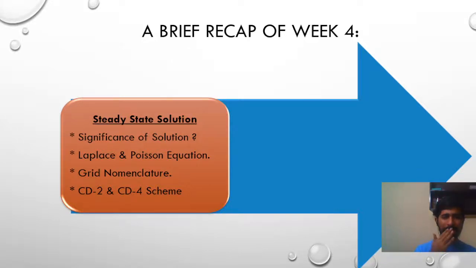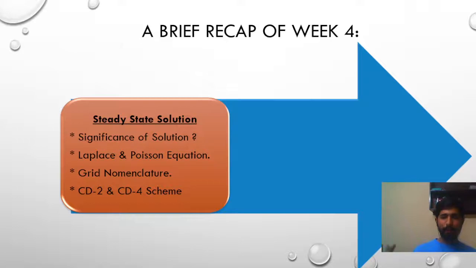Okay, so we mainly saw the steady state solution in this particular week number 4. Can you guys write down in the chat box what is the main significance of the steady state solution? What does it indicate, basically? See, for example, I have flow in a channel, a fluid flow, water flowing inside a channel. That is my problem.